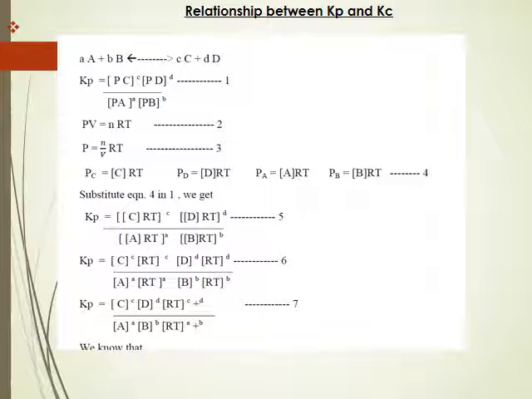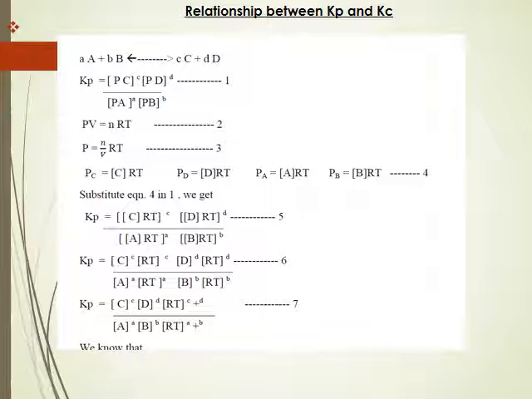Now let us consider the equation. Small a represents the number of molecules and capital A represents the molecule. In the same way, in all the equations, small letters represent the number of molecules and capital letters represent the molecules. Now let us consider the equation aA plus bB gives cC plus dD.